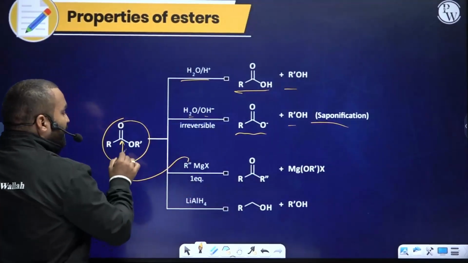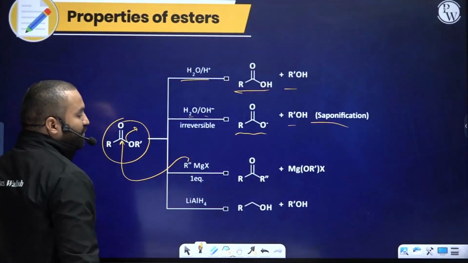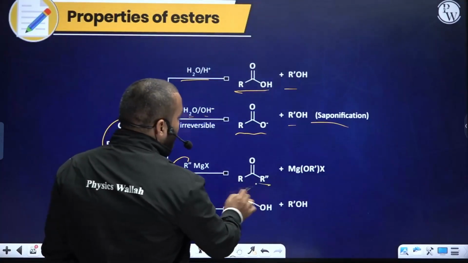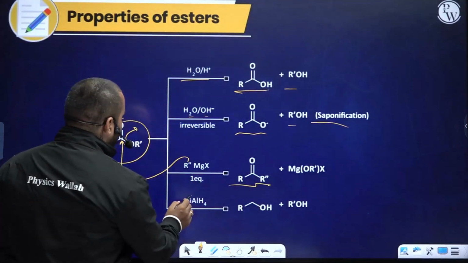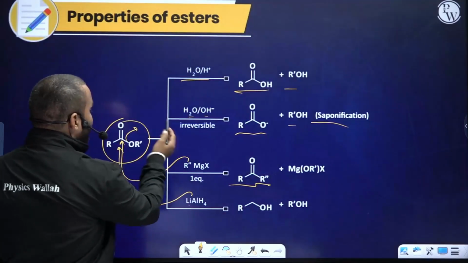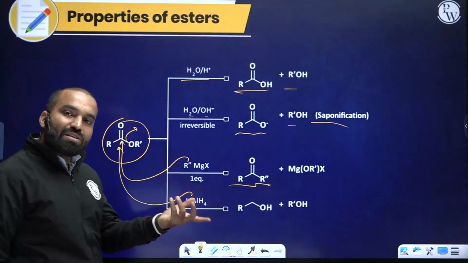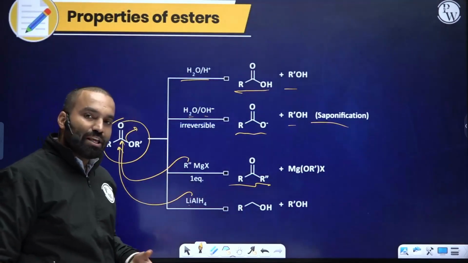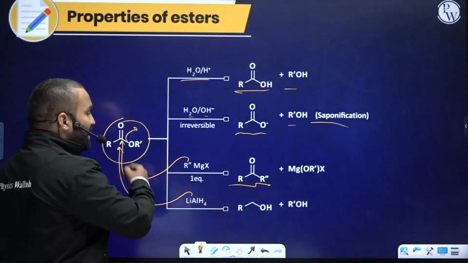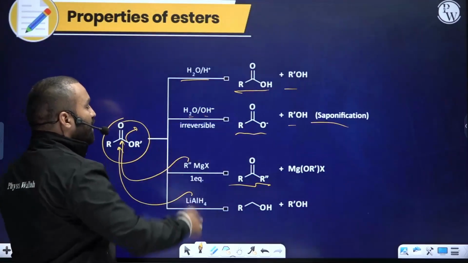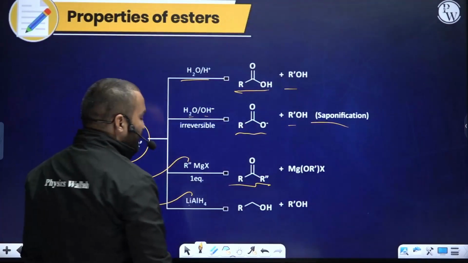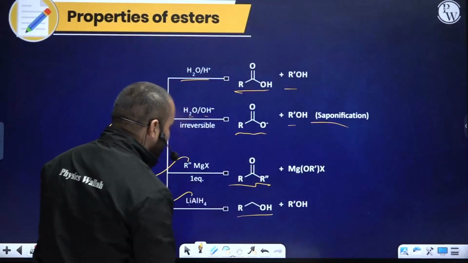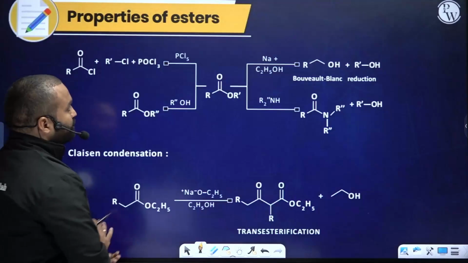RMgX is going to attack here and the alkoxy leaves because of its good leaving nature. The compound obtained is a ketone again. Finally, lithium aluminum hydride can also come with hydride and kick away OR. The logic is the same, guys. In all these reactions, the logic is the same. OR leaves, hydrogen comes. R comes, OR leaves. OH comes, OR leaves, because those are better leaving groups. Alcohol is obtained as a result of reduction.